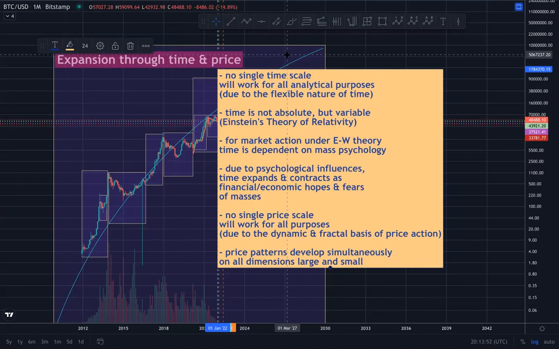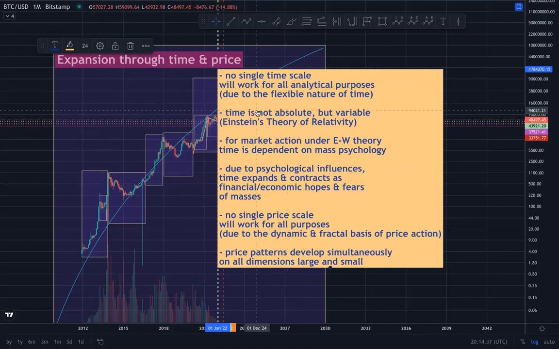But here are some ideas as we can look at it all together, but as we dial in and look for changes of trend, reversals of direction of significance, we start zooming into smaller sections of the chart. And the idea is that no single time scale will work for all analytical purposes. And that's due to the flexible nature of time. And this flexible nature of time relates to this expansion through time and price, and the idea of the expanding Elliott wave pattern and those kinds of things.